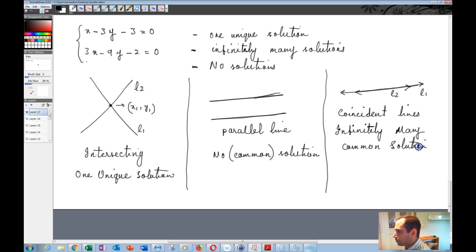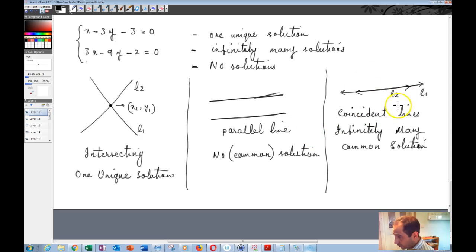Which practically means no solution, because there are infinitely many common solutions, meaning that any point that you pick on any of these two lines is common between the two lines. So there is no way to know which point to take. All the points are common. So basically, in this case, you have no solution here. But here, since you have one solution, you can pick that solution.